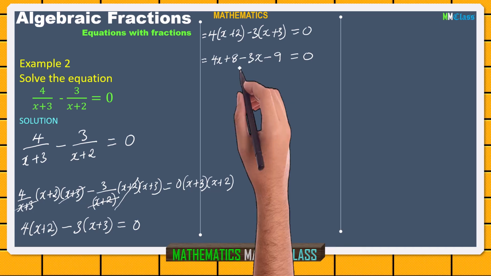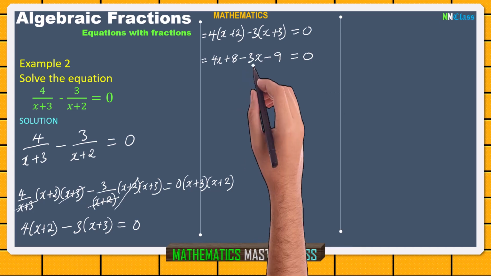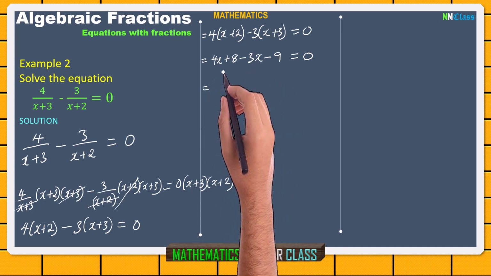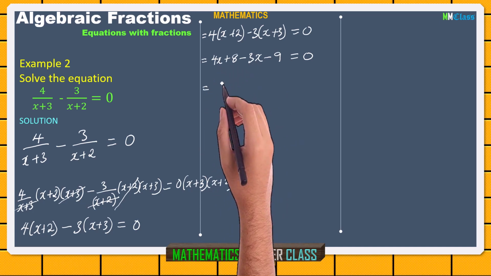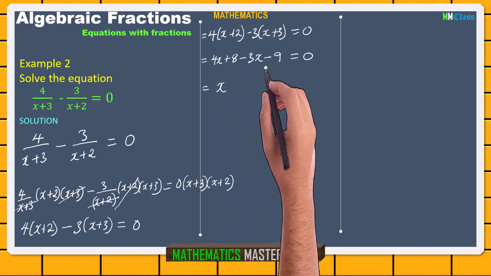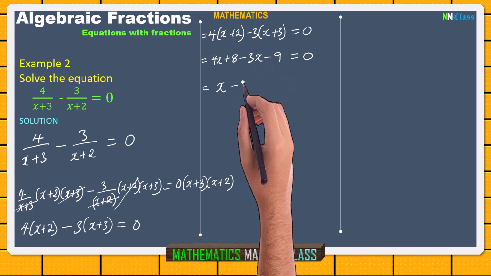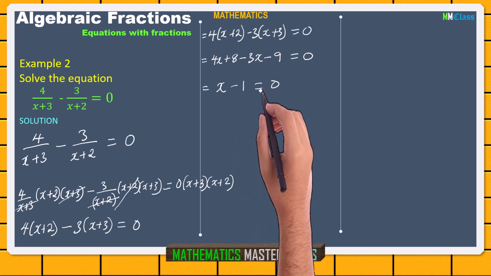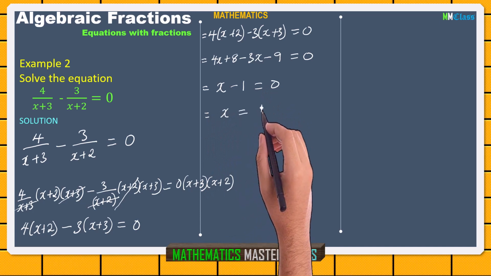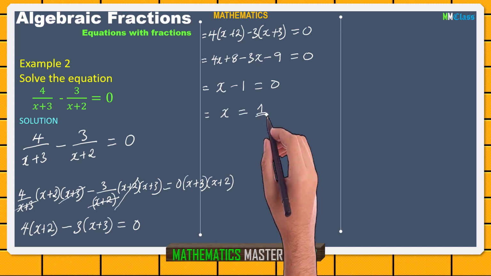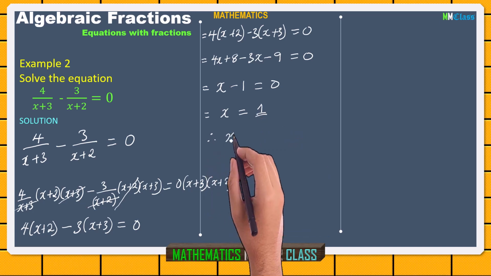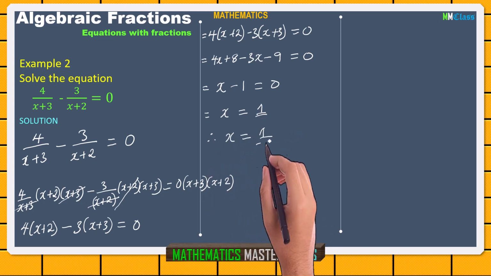So we have to collect the like terms. So this will be equal to 4x minus 3x will give us x, plus 8 minus 9 will give us minus 1, equal to 0. So this will be equal to x is equal to 1. So we have x to be 1. That's our final answer.